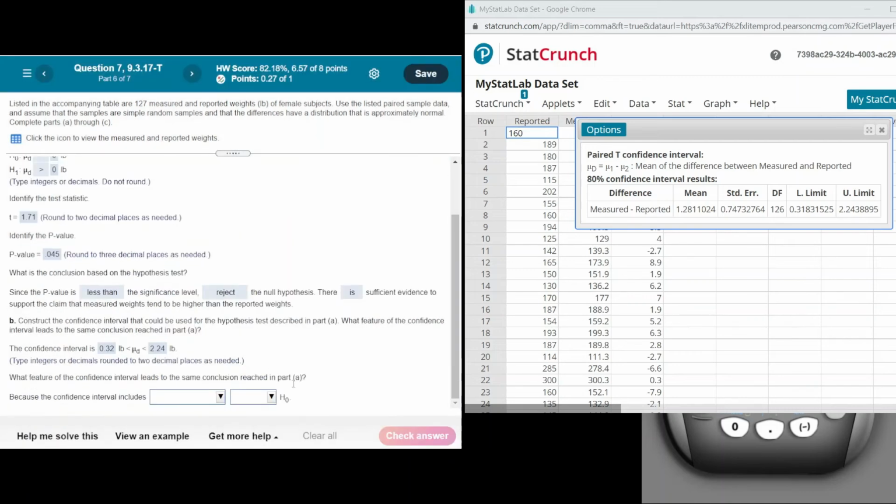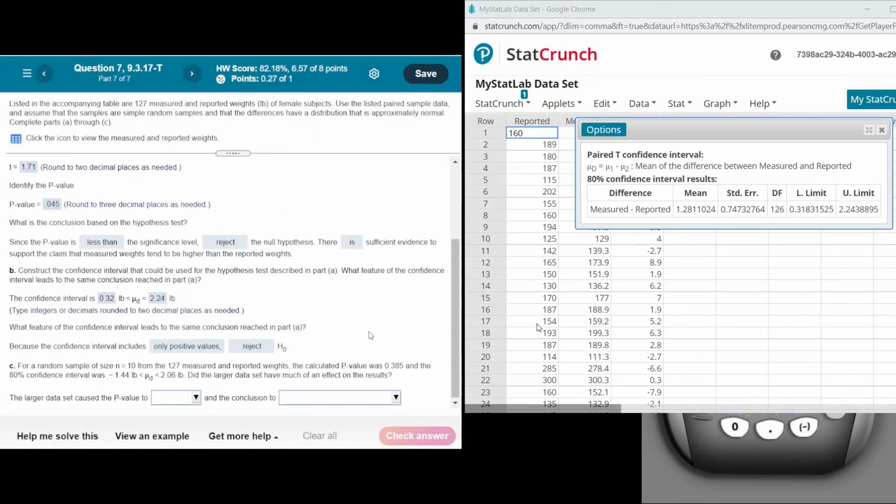What feature of the confidence interval leads to the same conclusion? Let's go ahead and put the same conclusion down. We're going to reject, and we're rejecting because there are only positive values here. We have a positive on the left and a positive on the right. Only positive values.